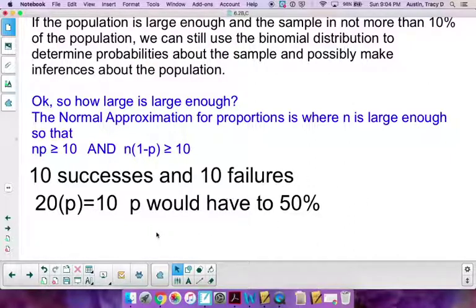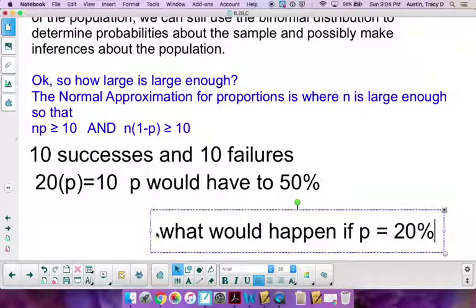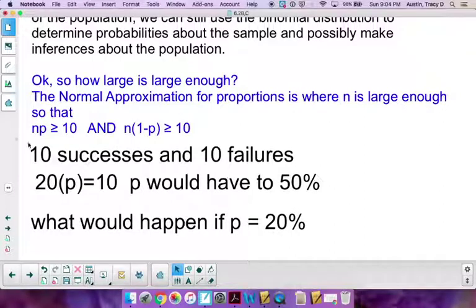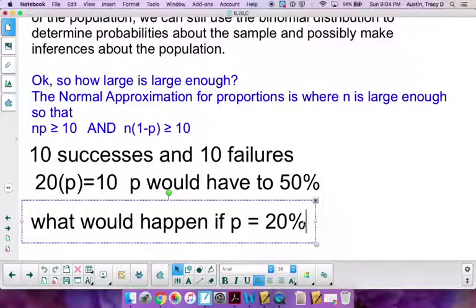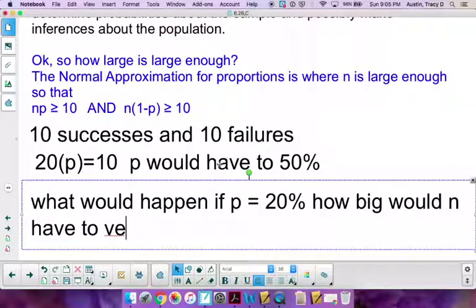Like what would happen? What would happen if P was like 20%? Okay, how big of a trial, or an n, sample trial size, would you have to have to still get 10 successes and 10 failures? So how big would n have to be? Well, again, you're answering the question, what times 0.20 gives you 10? Well, let's see. 10 divided by 0.20, if we're solving it algebraically, that's 50.